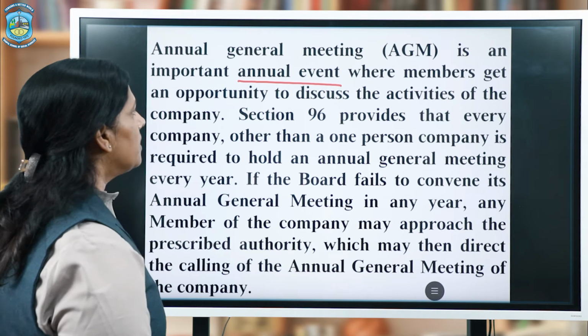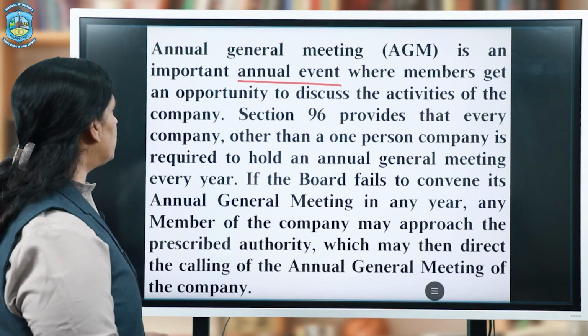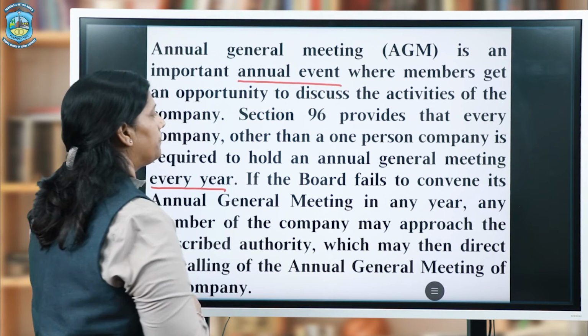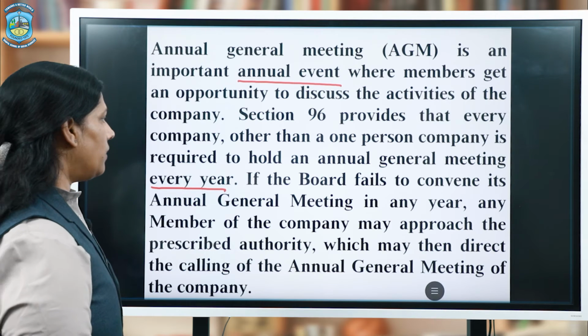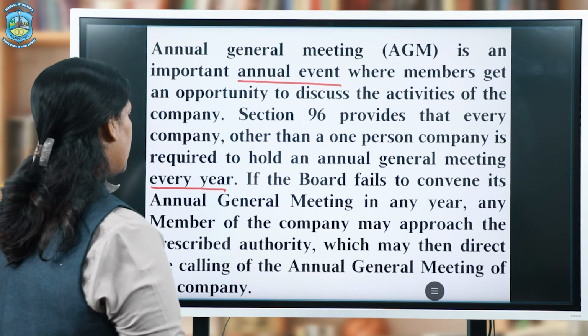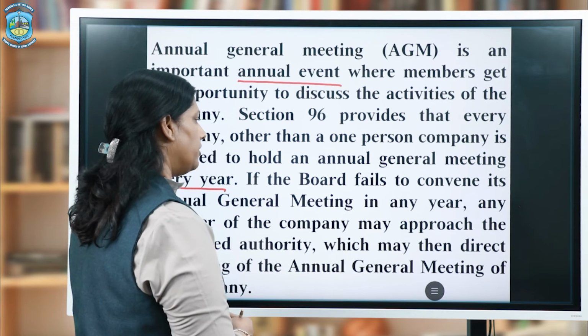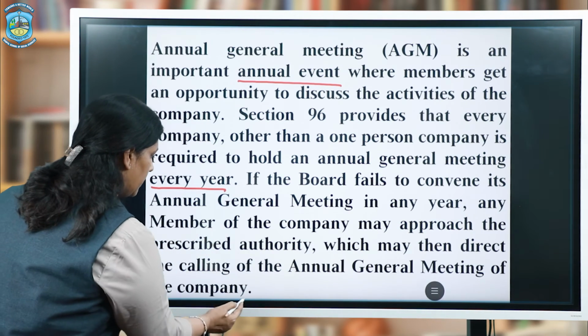of the company. Section 96 provides that every company other than a One Person Company is required to hold an annual general meeting every year. If the board fails to convene the annual general meeting in any year, any member of the company may approach the prescribed authority, which may then direct the calling of the annual general meeting of the company.